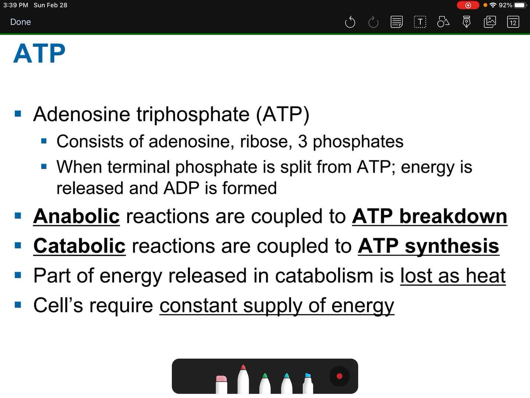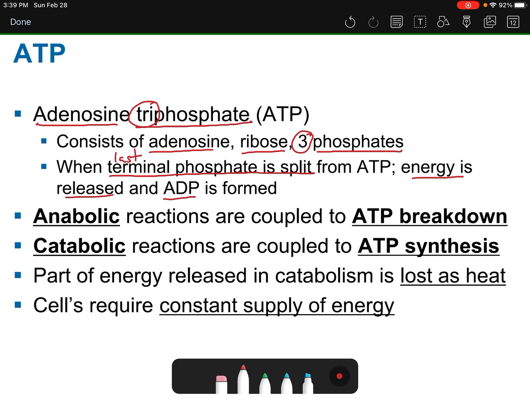So, since we're talking about all either releasing ATP or using ATP, what is ATP? Again, it stands for adenosine triphosphate, okay? Because it's made up of adenosine, a ribose molecule, and 3 phosphate groups. That's where the triphosphate comes from. When that last or terminal phosphate is split, last just means terminal, that's when the energy is released, and then you're just left with ADP or adenosine diphosphate.